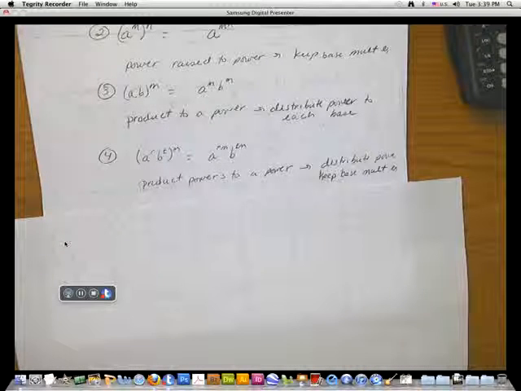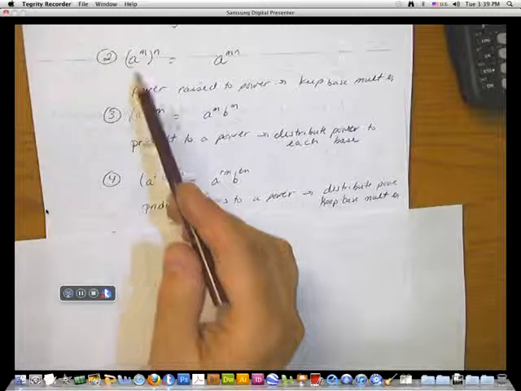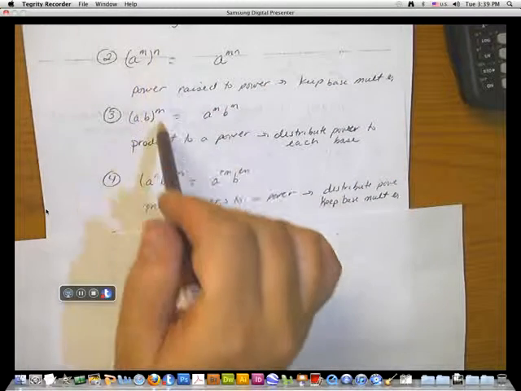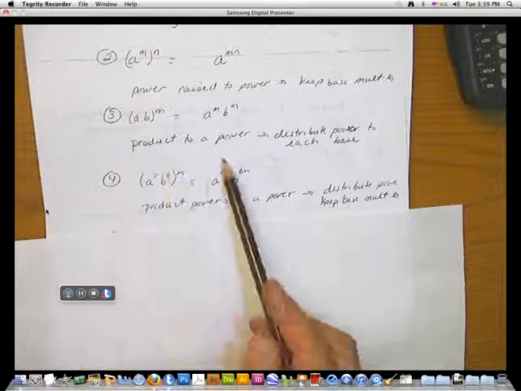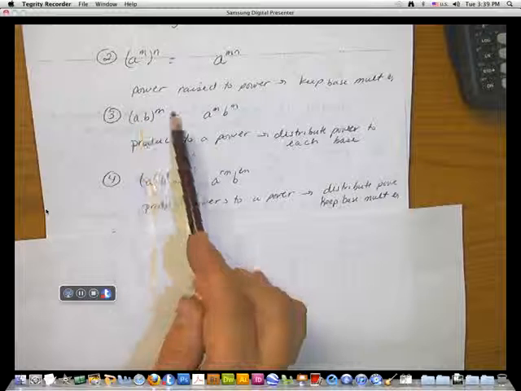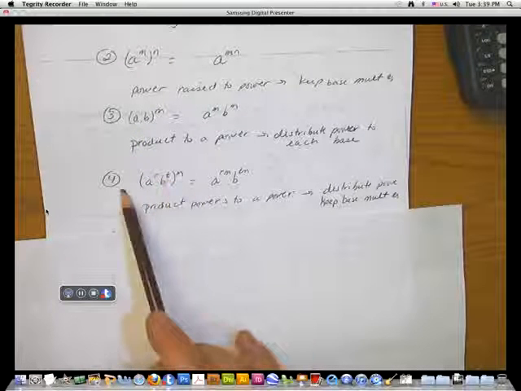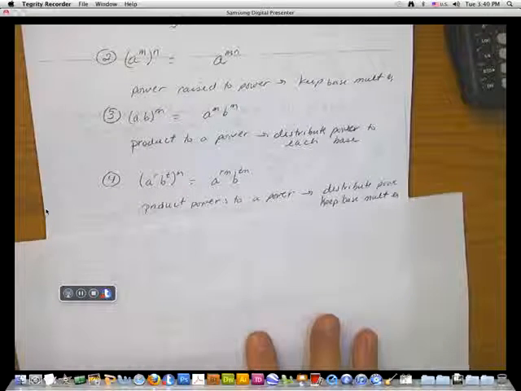Rule number 4 says if those bases already have an exponent, much like rule number 2. So rule number 4 is actually 2 and 3 combined. If there's a power already there, you multiply powers, and because there's more than one base, you get to distribute to both bases. So product of power to power, we distribute the power and keep the base. Multiply the exponents.